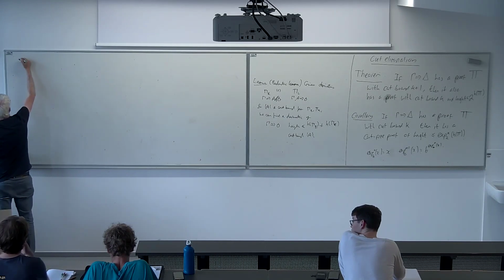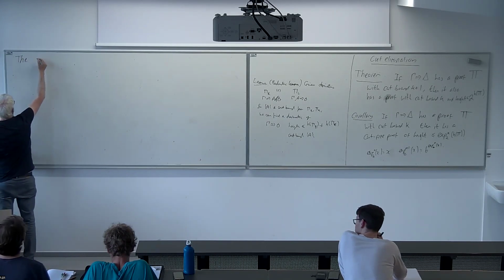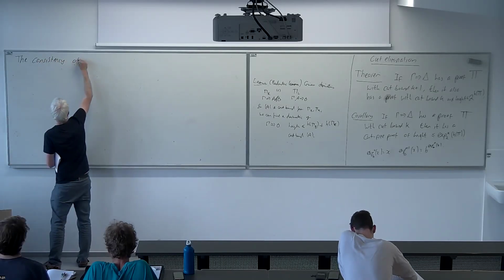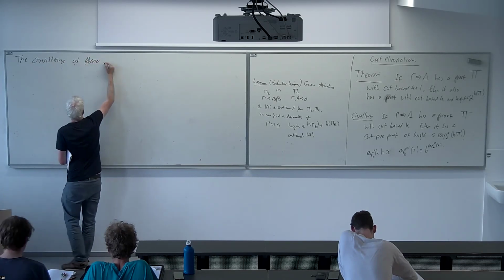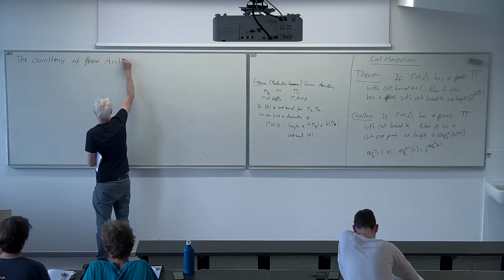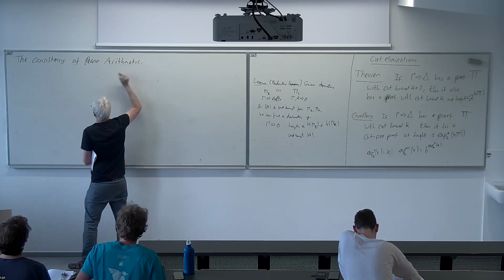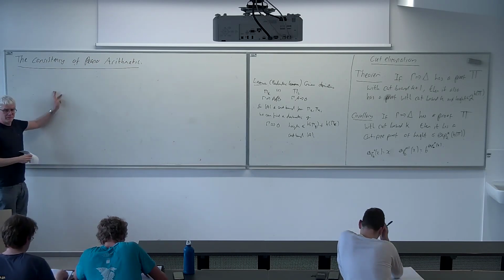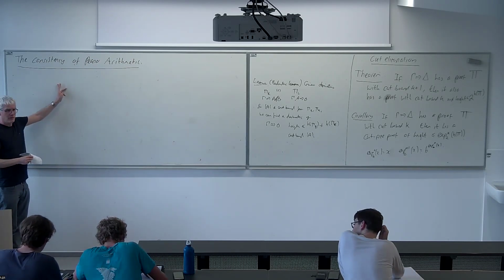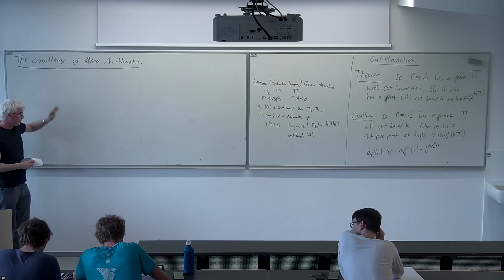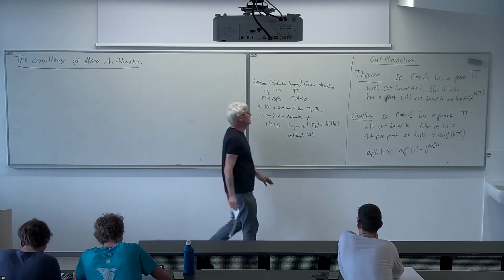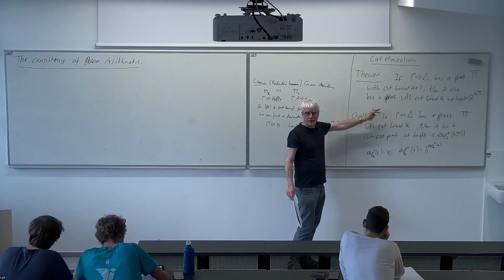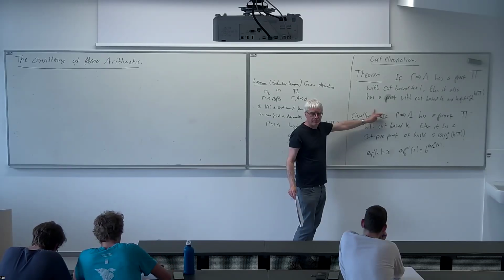And this is to look at the consistency of Peano arithmetic. It sounds like there's no reason for that to be related at all to cut elimination. But we'll see that one way of looking at it, cut elimination can be used to give a very informative proof of the consistency of Peano arithmetic.